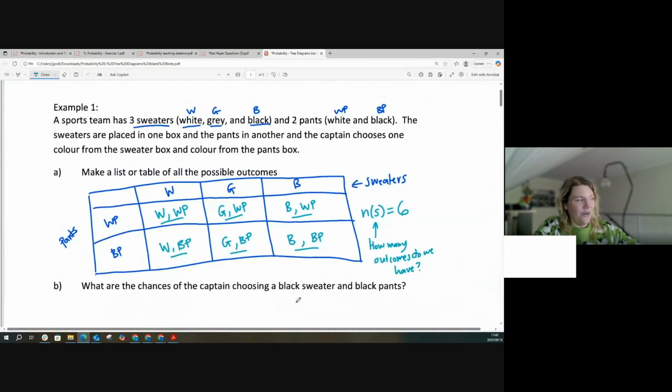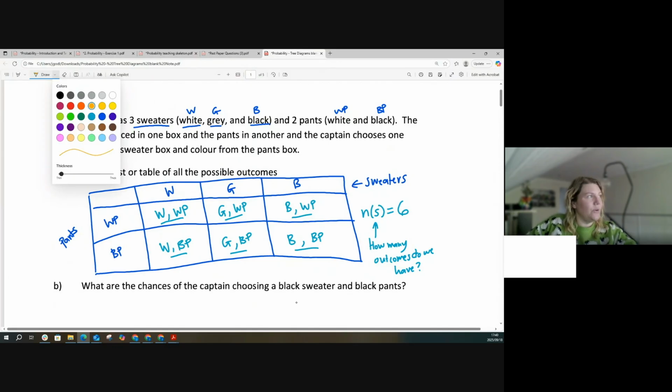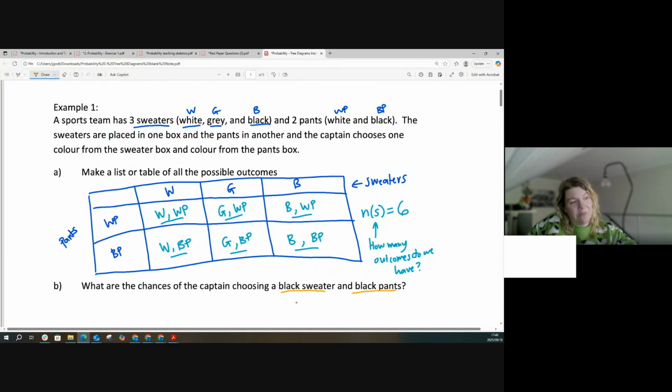So now when we look at the next question, it says, what are the chances of the captain choosing a black sweater and black pants? So then we have a look at our sample space and we see where there is an option for a black sweater and black pants. And the only option is this one over here. So what would be the probability of the captain choosing that? So the probability of choosing a black sweater and black pants.